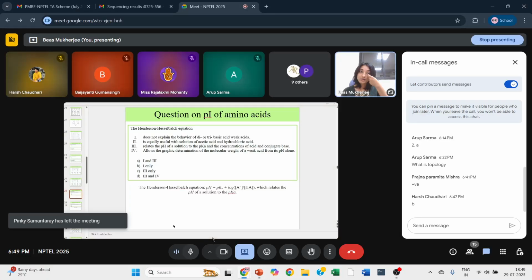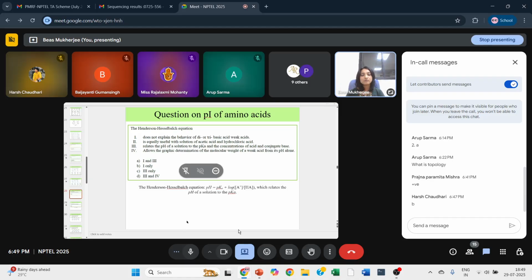Now we'll go to another question, which is on the Henderson-Hasselbalch equation. And what does this say? Oh, sorry. I think the answer is given. No. Okay, you try it. So now, you understand what the Henderson-Hasselbalch equation is, right? So from this Henderson-Hasselbalch equation, what can you derive?